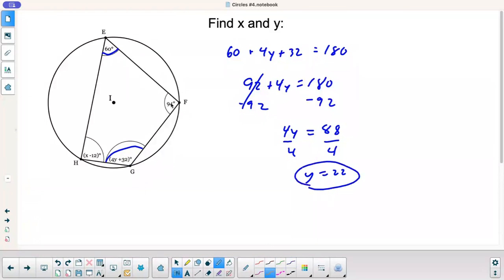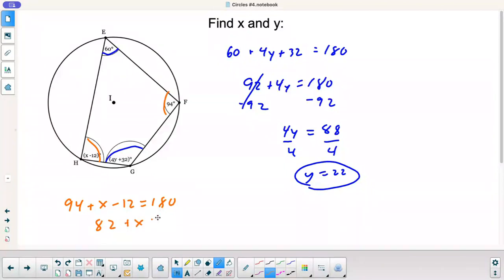And then these two here are going to be supplementary. Notice I didn't mark them with congruency marks. I didn't put these there because that would be wrong. I'm just using colors there so that I know which ones are opposite of each other.